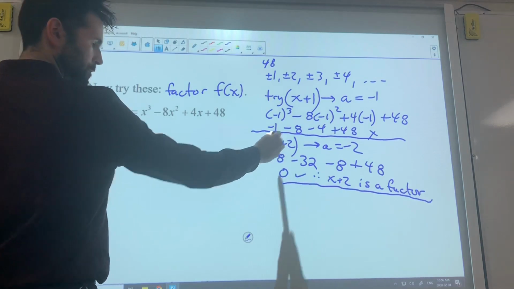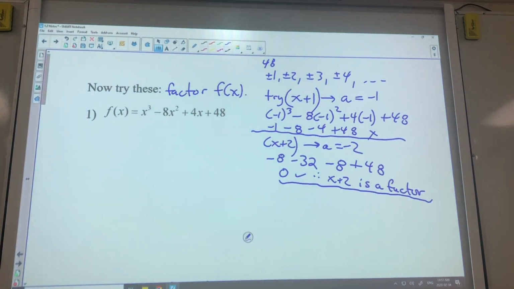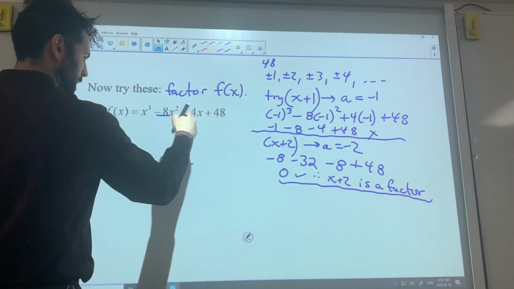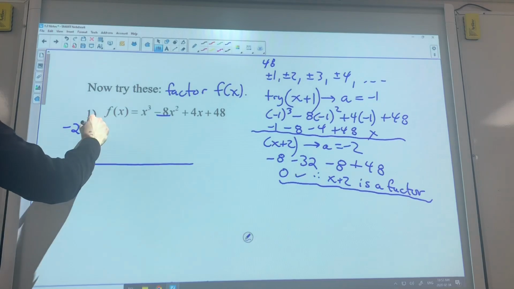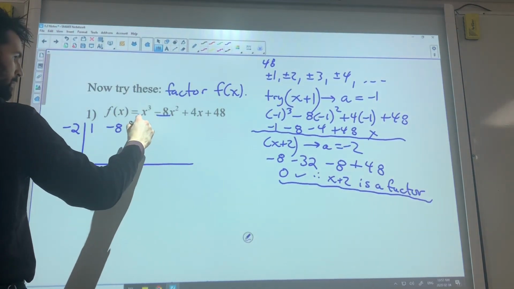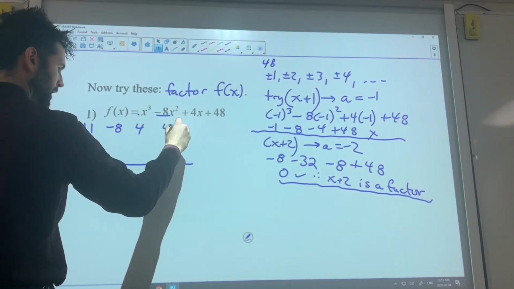Please always state what you're doing there because you will avoid brain farts. So now I'm going to do synthetic division. I'm going to plug in negative 2. I'm going to grab my coefficients. I'm not missing any power, so I'm going to go 1. That's that one. And then I have negative 8, 4, 48.